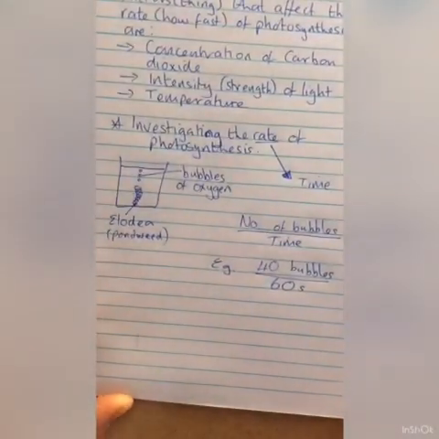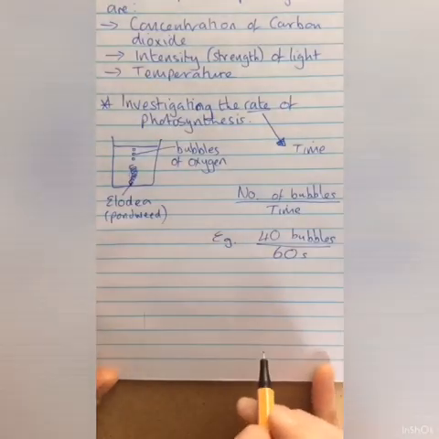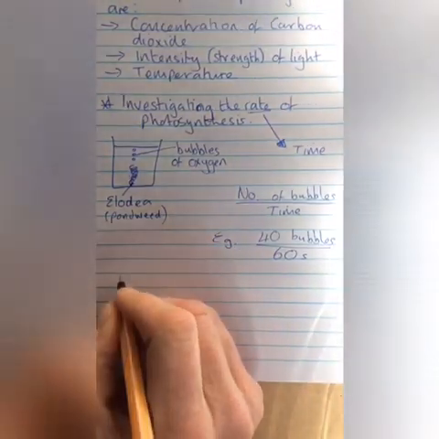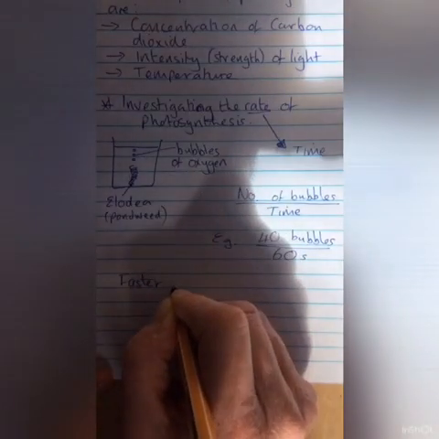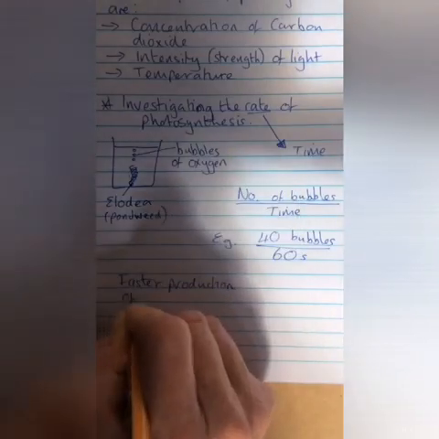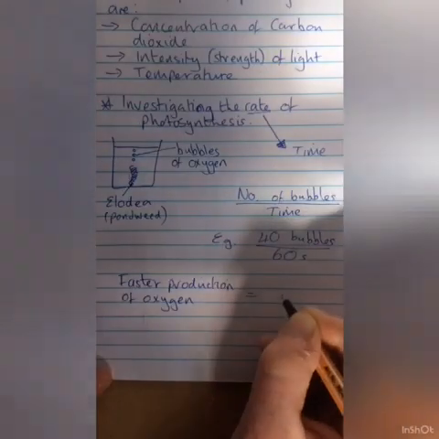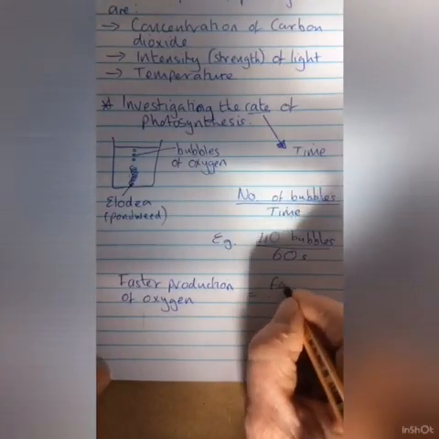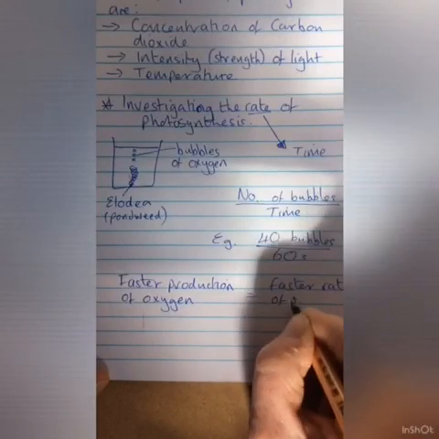And then after you've worked out the rate, you basically have to apply that. So the rule is, like we said just now, the faster, so the higher the rate, the faster production of oxygen equals faster rate of photosynthesis.